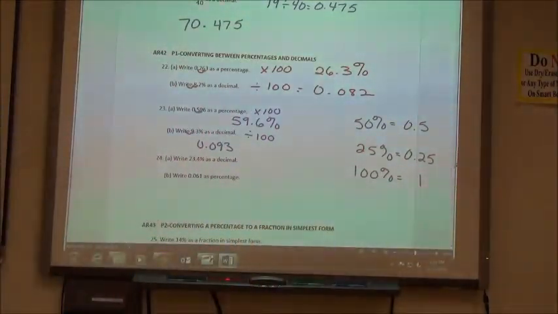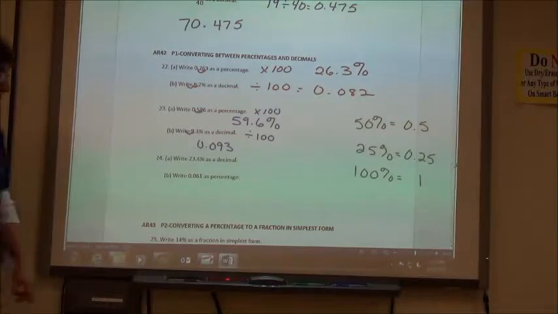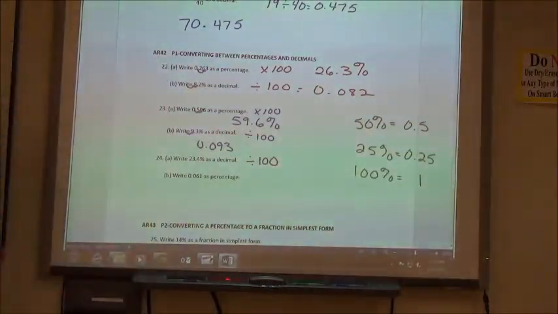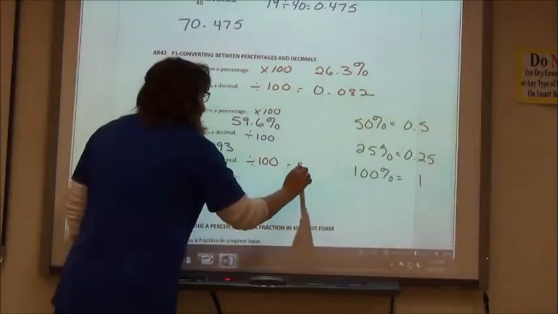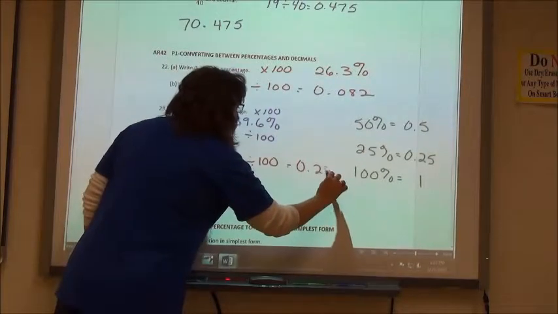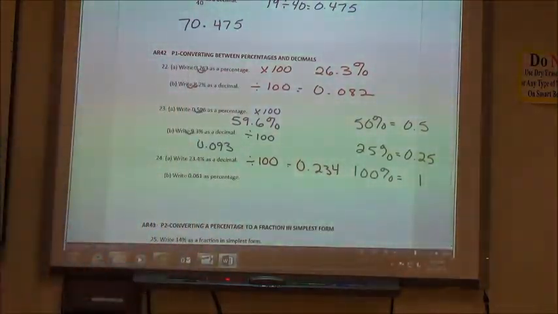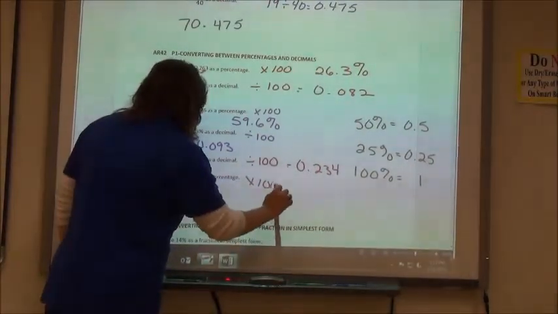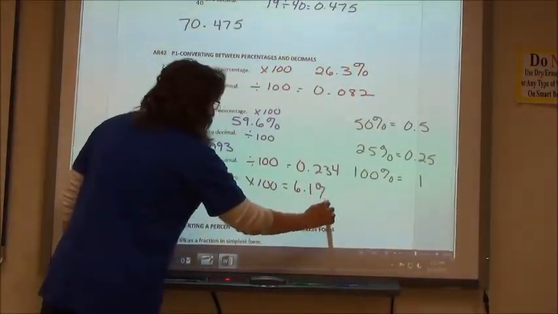So, number 24, 23.4% as a decimal would be, I'm going to divide it by 100, and I'm going to get 0.234, right? And 0.061 as a percentage, 6.1%, exactly.